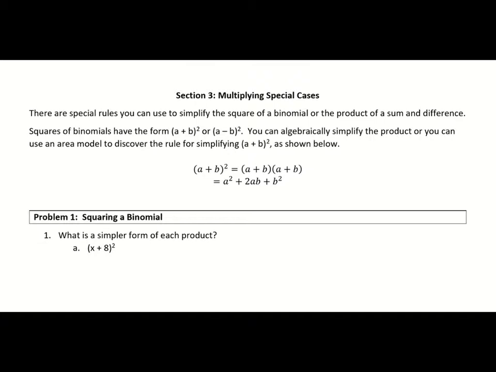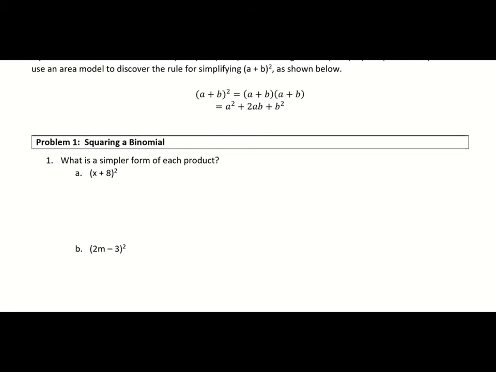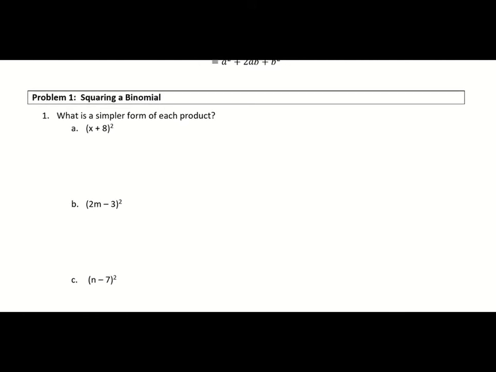So if we look at problem 1, number 1, we want to simplify the product x plus 8 quantity squared. Now in order to square binomials, the first thing we need to do is remember what squaring something means. Squaring something means to multiply something by itself. So when I'm squaring a binomial, the first thing I want to do is write down that binomial by itself. X plus 8 times x plus 8.